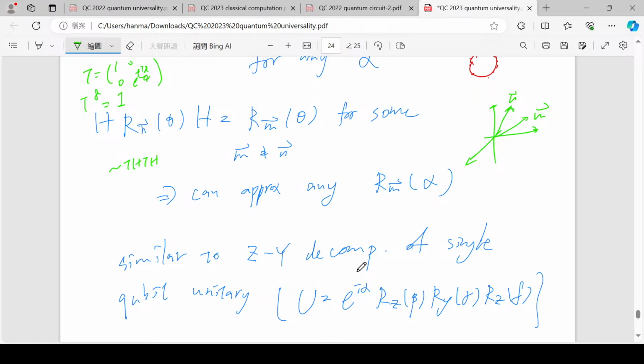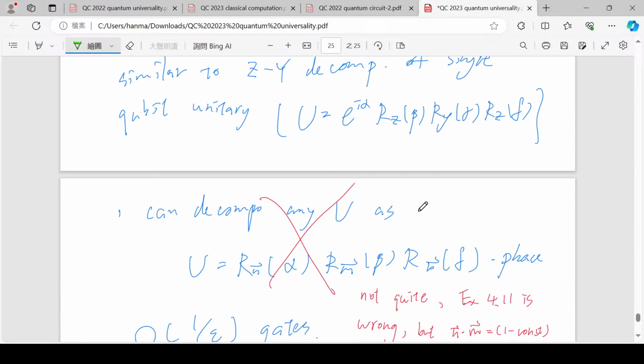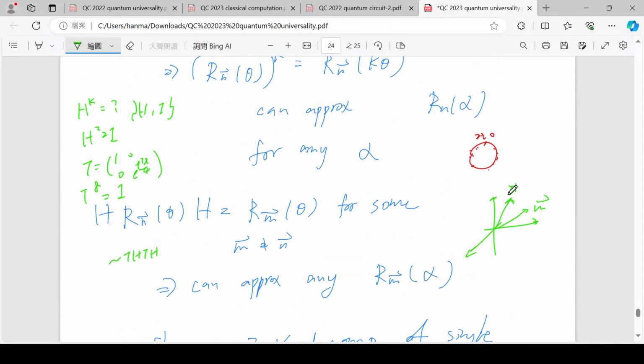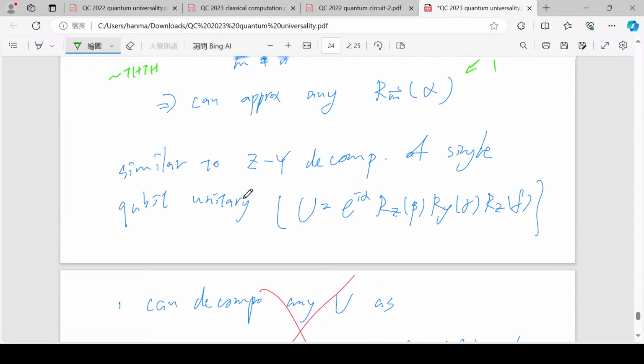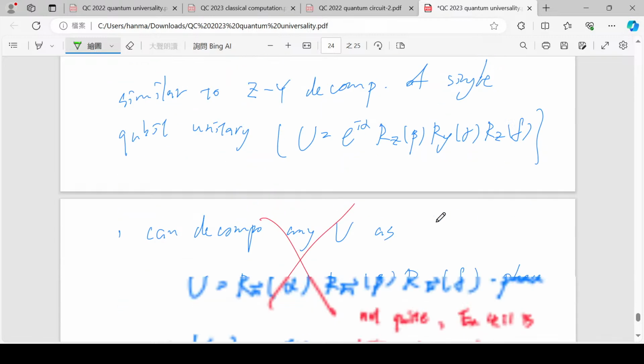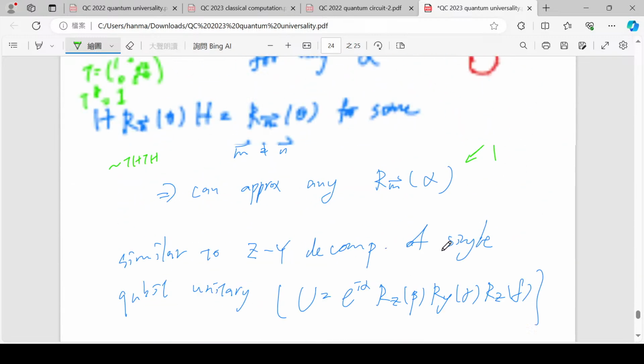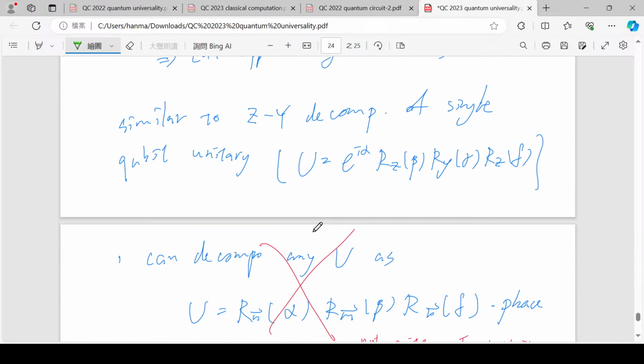similar to the Euler decomposition, just because you can do arbitrary rotation on n and arbitrary rotation on m, you can do all possible single qubit unitaries. Ignoring the global phase, since global phase on a single qubit unitary doesn't mean anything, you can do an arbitrary single qubit unitary.